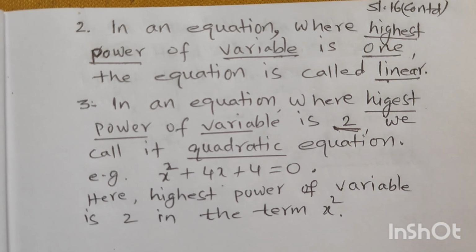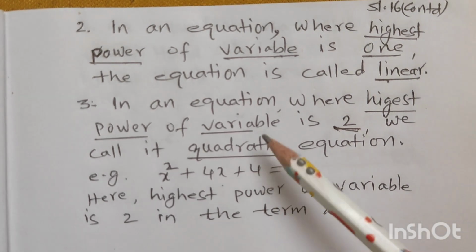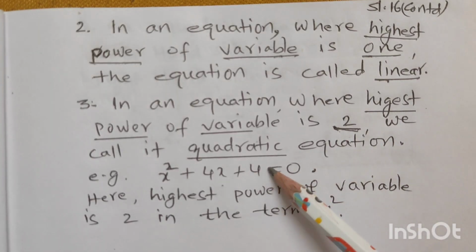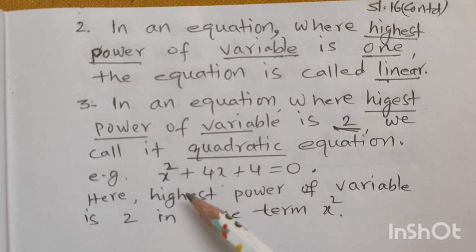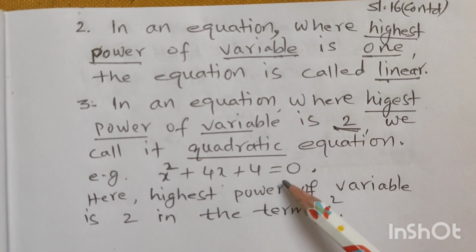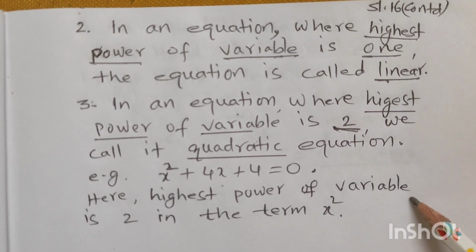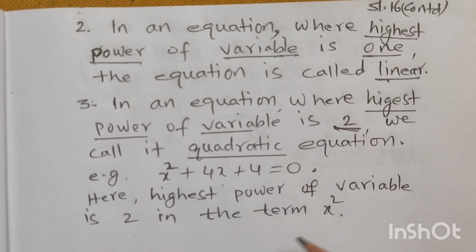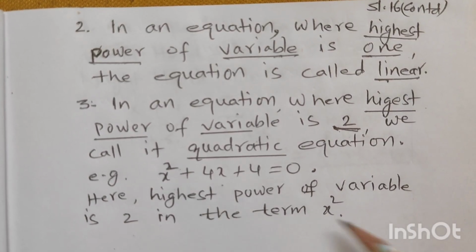In an equation where the highest power of the variable is 2, we call it a quadratic equation. An example is x square plus 4x plus 4 equal to 0. Here the highest power of the variable is 2 in the term x square.